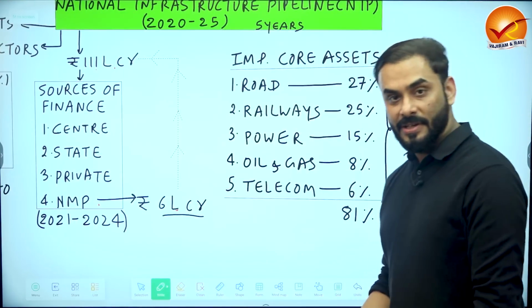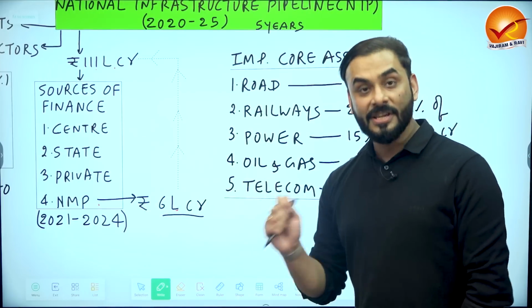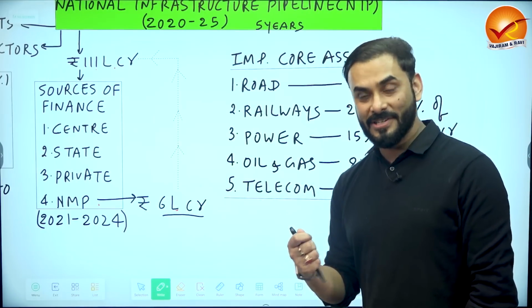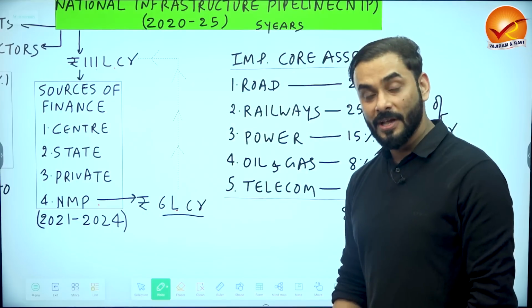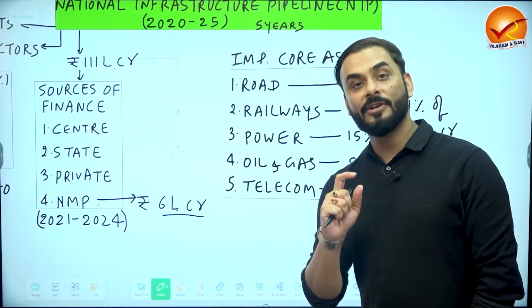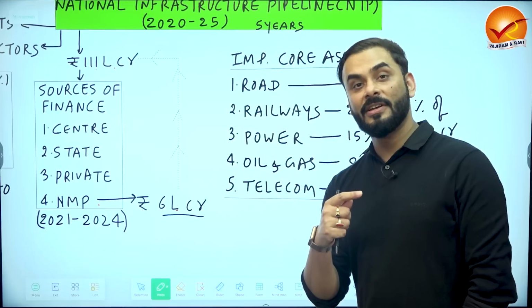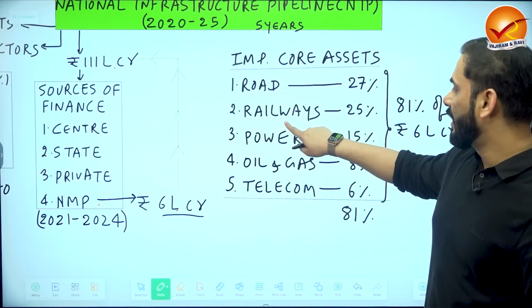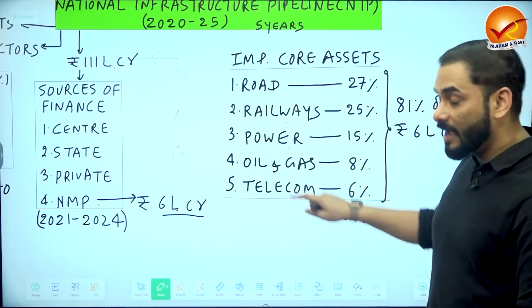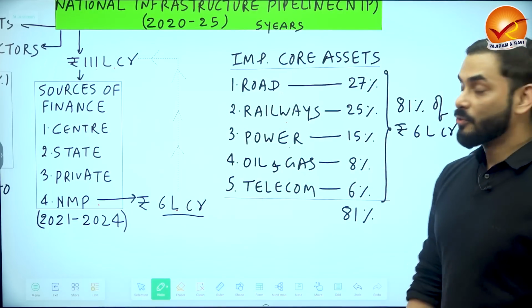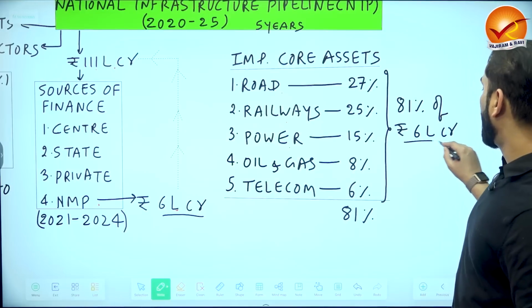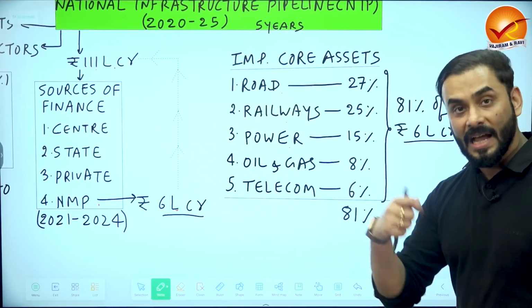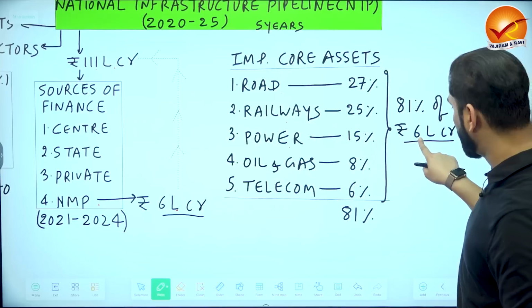Government of India says that they are going to give some assets on rent to private sector and collect 6 lakh crore rupees. Which are the most important core brownfield assets which will be given to private sector under National Monetization Pipeline? Roads, railway, power, oil and gas and telecom. So the government of India is planning to collect 6 lakh crore rupees by giving assets to private sector.